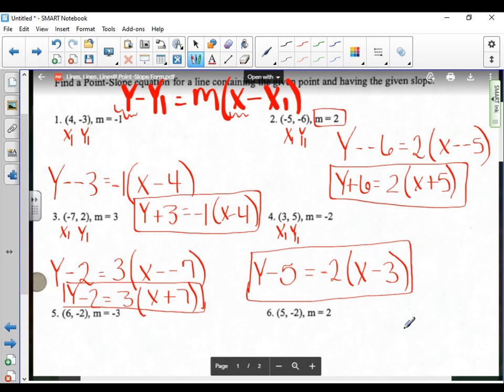Okay, so what I'm going to ask you guys to do is finish the front side of the worksheet. I'm going to give you, how many more are there? 6 problems. So I'm going to give you about 10 minutes to finish the front side, and then we'll talk about them.